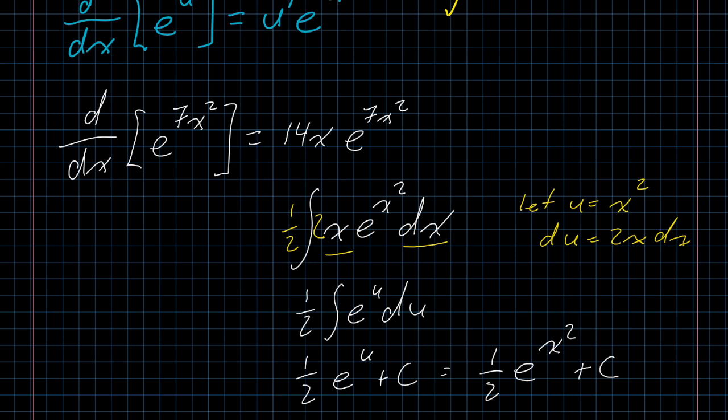So I get 1/2 e to the u plus our constant of integration, and then plug back in u was x squared. All right, derivatives and integrals of the natural exponential function are very simple.